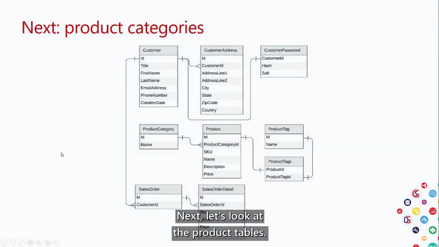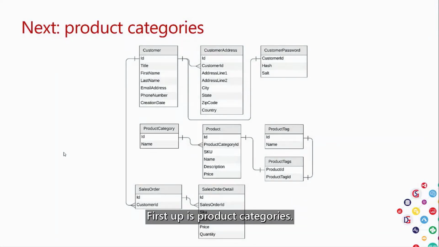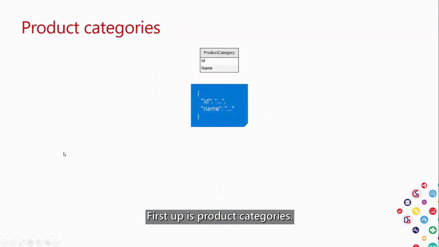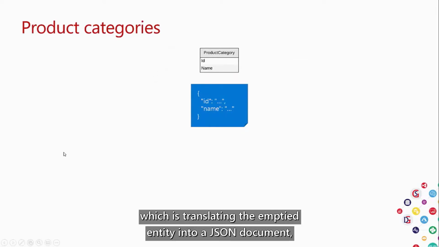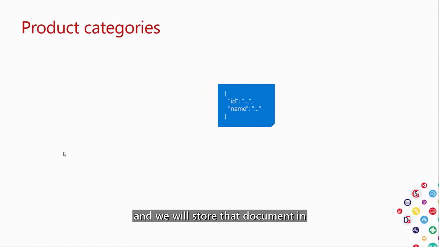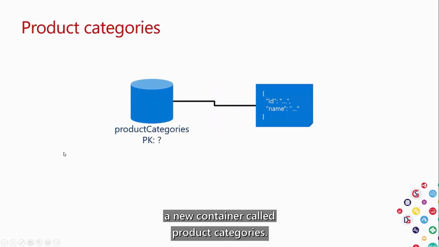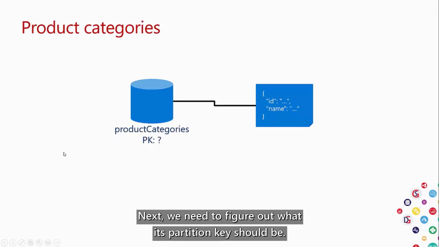Okay, next let's look at the product tables. And first up is product categories. We'll do the same thing we did earlier, which is translating the entity into a JSON document. And we will store that document in a new container called product categories. Next, we need to figure out what its partition key should be.